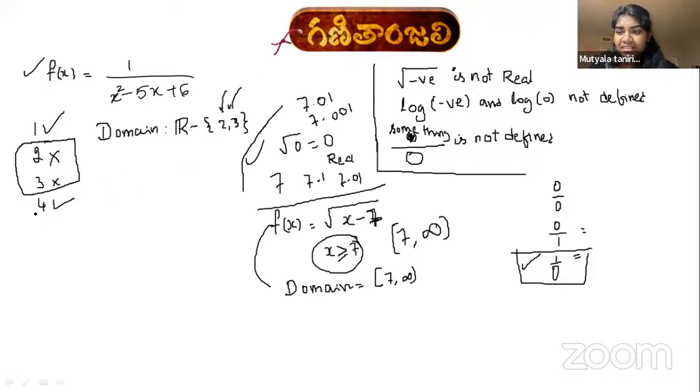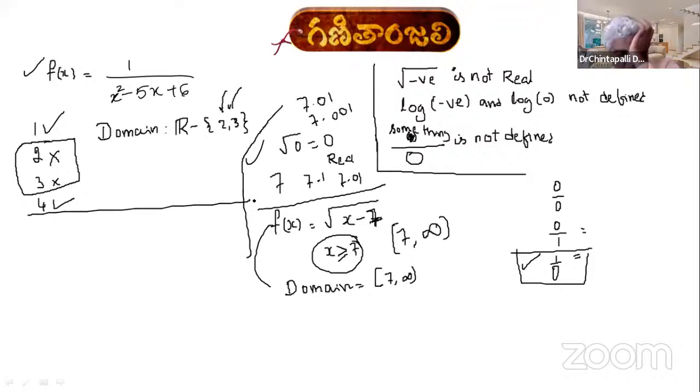By inserting the values. One method is trial and error, trying 1, trying 2, trying 3. But there is a straightforward method: factorization. Let us check what happens if x square minus 5x plus 6 is equal to 0. We are afraid about getting 0 in the denominator. That's why let us solve this equation, x square minus 5x plus 6 equals 0.